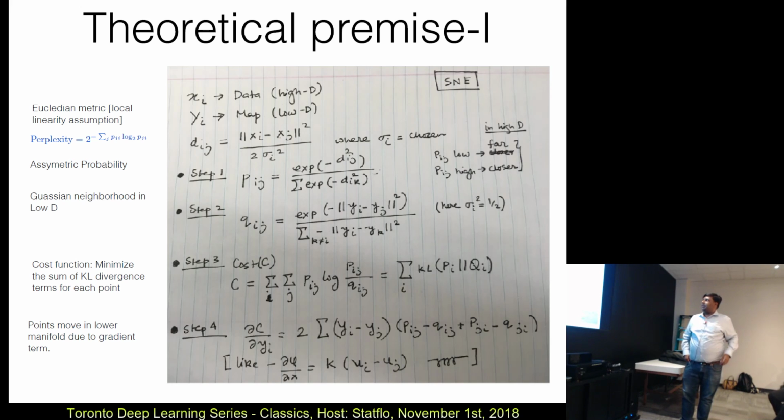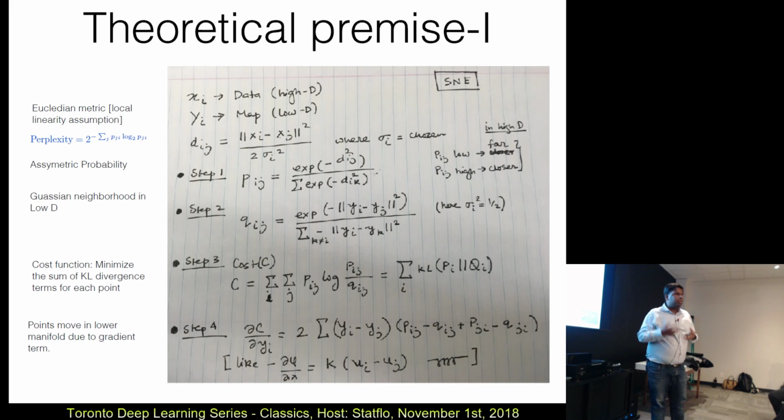So the theoretical premise starts with stochastic neighbor embedding, which is the first paper, in the mid 2000s. So xi is data and yi is map. Step 1 is to choose a metric, and they chose a Euclidean metric, which comes with a heavy assumption. It's very subtle: if you choose a Euclidean metric, you are choosing a local linearity assumption, that points in this manifold are somehow locally linear. That becomes very difficult to relax when you go to super high dimensional data.